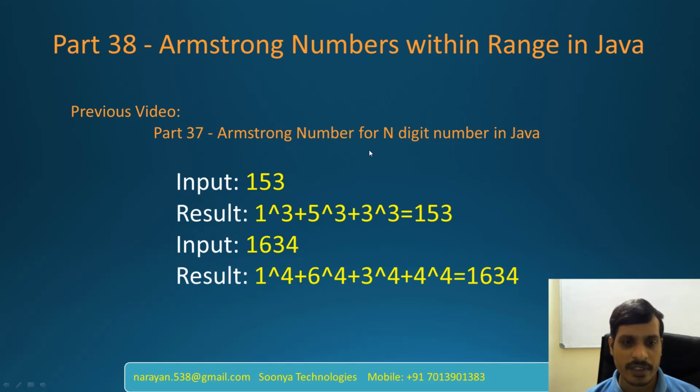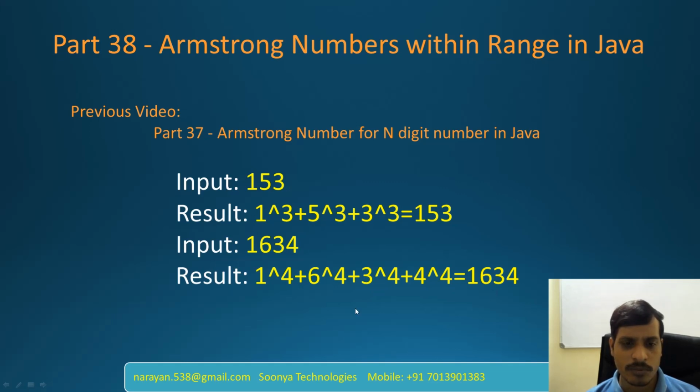What is an Armstrong number? Here we have 153. First we need to get individual digits like 1, 5, 3. This number contains 3 digits, so we need to do the sum of cubes of individual digits equal to 153. Here 1 cube plus 5 cube plus 3 cube is equal to 153. Here we have 1634 and it contains 4 digits: 1, 6, 3, 4. We need to do the sum of the fourth powers of individual digits: 1 power 4 plus 6 power 4 plus 3 power 4 plus 4 power 4 equal to 1634.